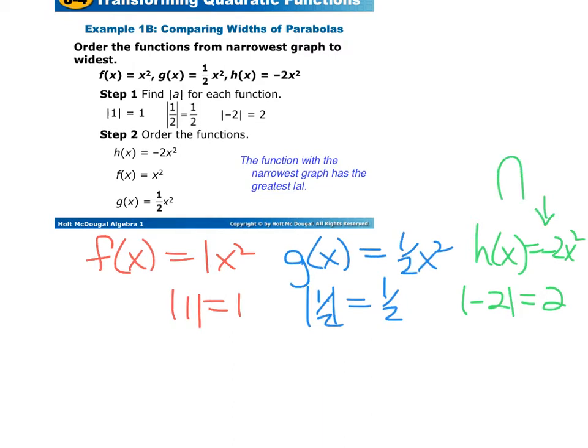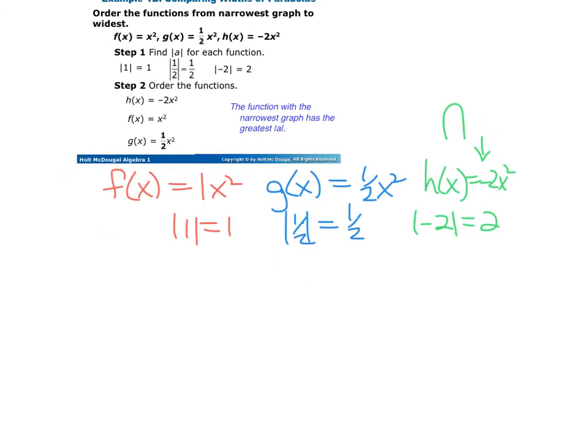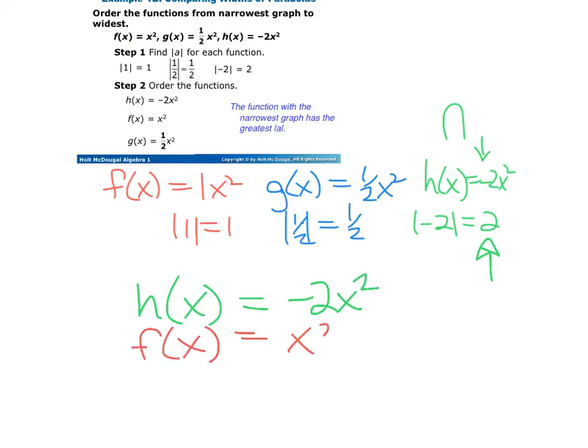It's facing down. Okay, so now in order to put them in order from narrowest to widest, which one will go first? The green, the blue, or the red? Green. The green, because it's the biggest number. So the narrowest one is the biggest number, which is the 2. So my most narrow function here is going to be the h of x. Then the next biggest number will be the red, which is the parent. And then lastly, the blue, because it's the smallest number in front of x squared.